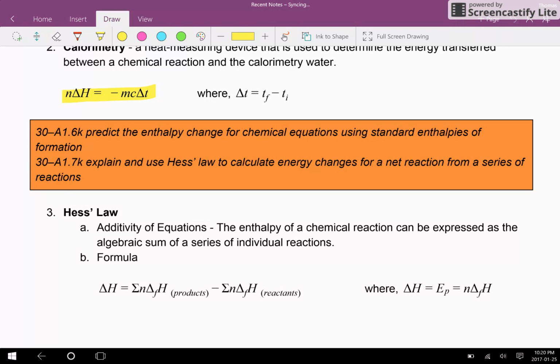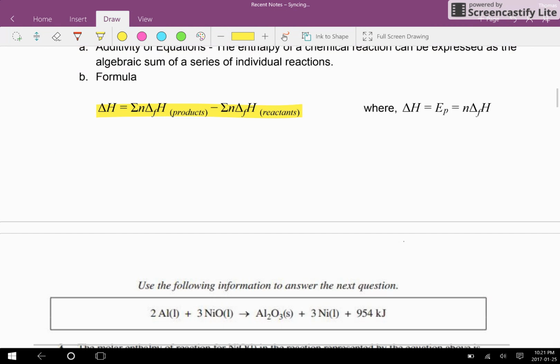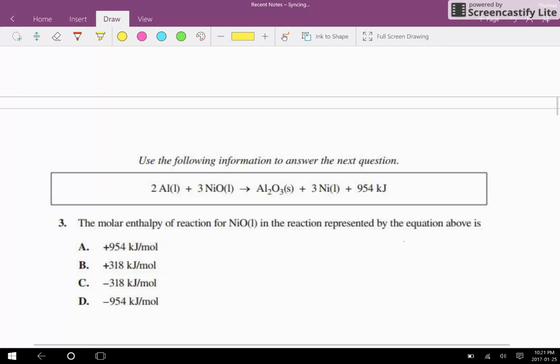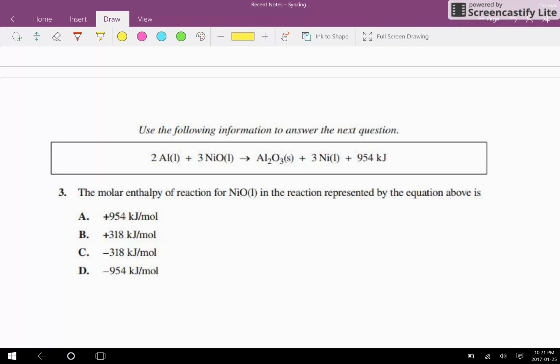And the third way is Hess's law. So Hess's law, we either have a series of equations that we add up and that gives us the enthalpy of a net reaction, or we have the formula. And the formula shows us the difference between the enthalpies of products and reactants, and that gives us the enthalpy of the reaction. So with these different methods, we can take a look at a number of diploma questions, and those diploma questions will illustrate some of these types of calculating enthalpy.